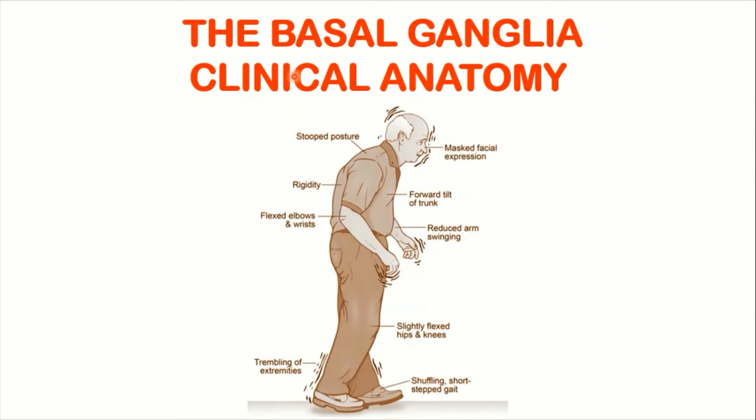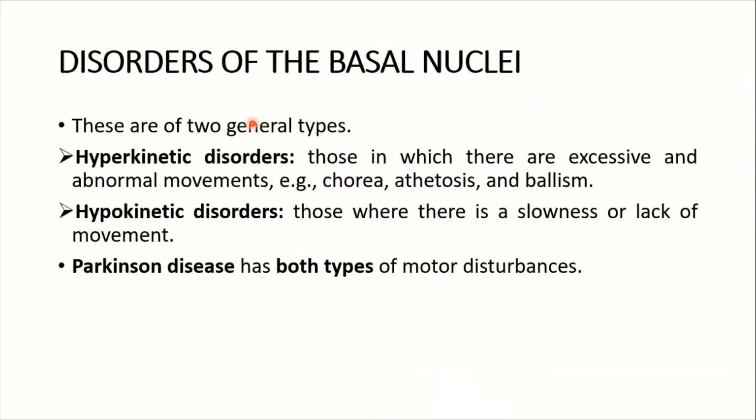This is the last lecture on the basal ganglia anatomy, which is the clinical anatomy of the basal ganglia, the basal nuclei. This is a very important discussion of all the various diseases of the basal ganglia. The most important, you can see the picture, is the Parkinson disease.